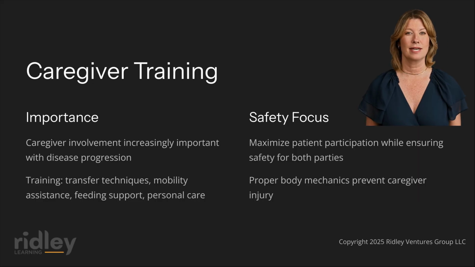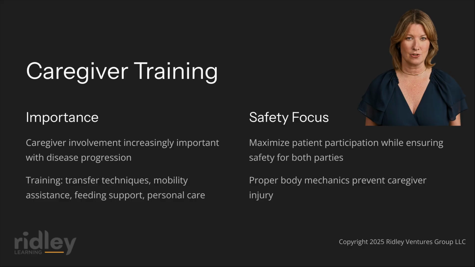Family caregivers play essential roles in supporting individuals with Parkinson's disease, with caregiver involvement becoming increasingly important as the disease progresses. Occupational therapy provides caregiver training and family education to enhance caregiver competence, reduce caregiver burden, and optimize the care environment. This intervention domain recognizes that effective rehabilitation extends beyond the patient to encompass the family system and care network that supports daily function and quality of life.